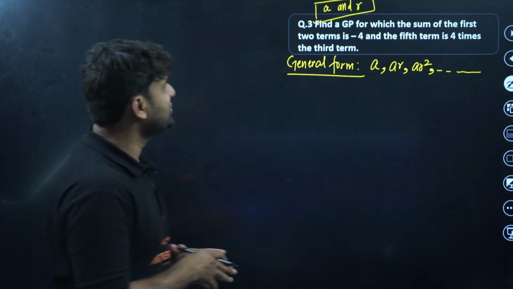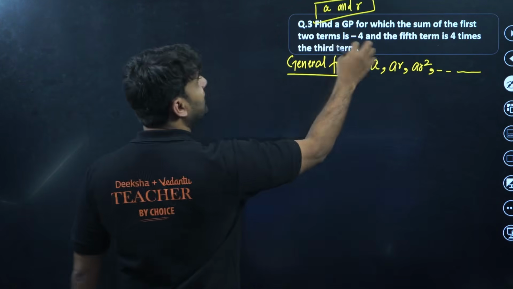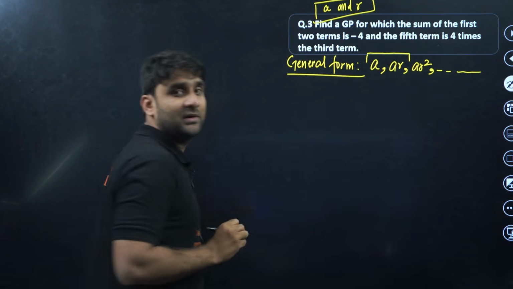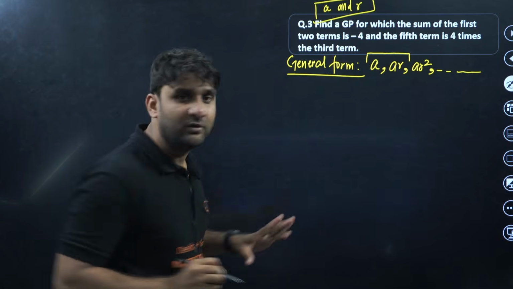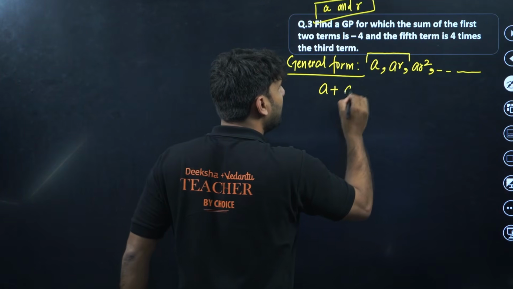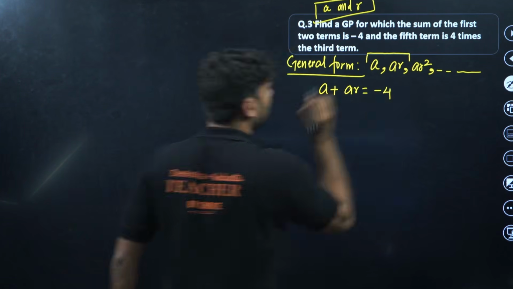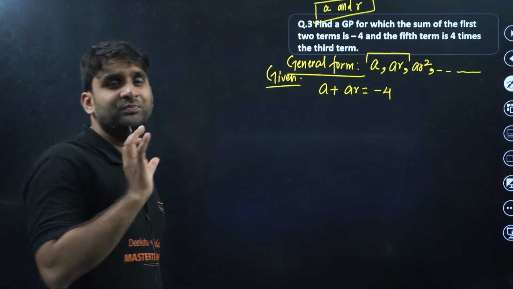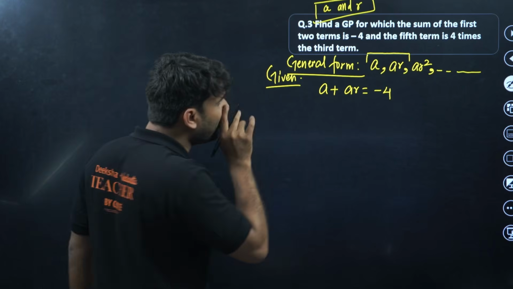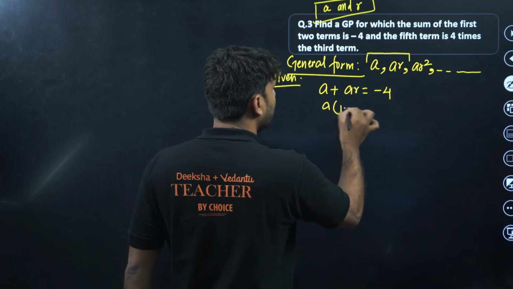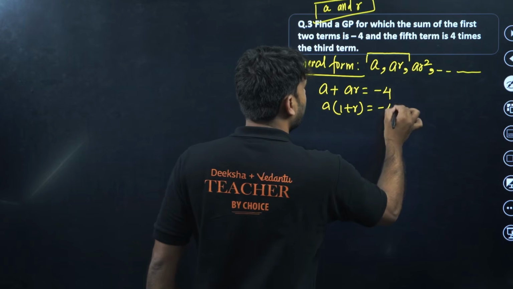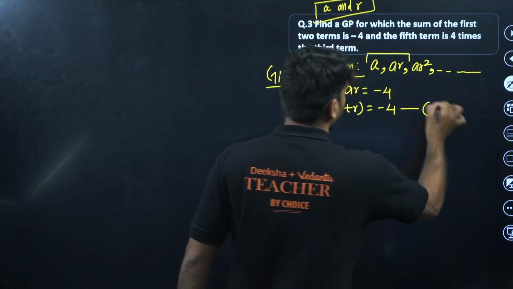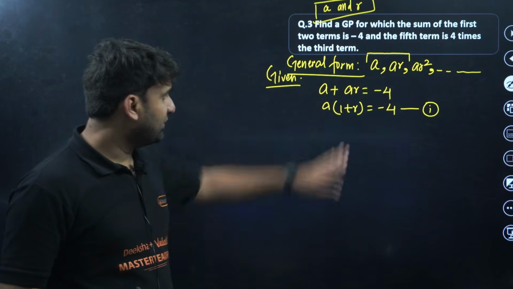Find a GP for which the sum of the first two terms is minus 4. So these will be the first two terms, guys, and their sum is given here as minus 4. So my dear, A plus AR will be equal to minus 4. This is given. Can we take A common here? On taking A common, the equation will look like A(1 plus R) is equal to minus 4. Let's write it as equation number 1. We will require this equation a little later.